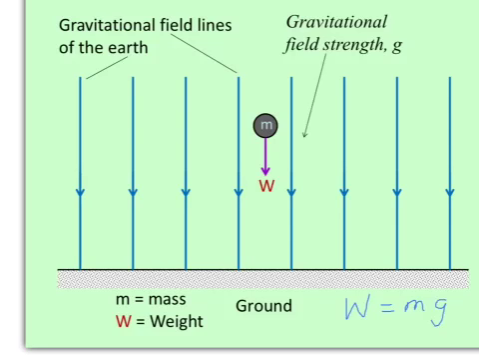And here we have an object of mass m kg in this gravitational field, and it experiences a gravitational force of W, or weight. So weight is the gravitational force acting on an object. And the formula for linking weight to mass is this one here, W equals mg.